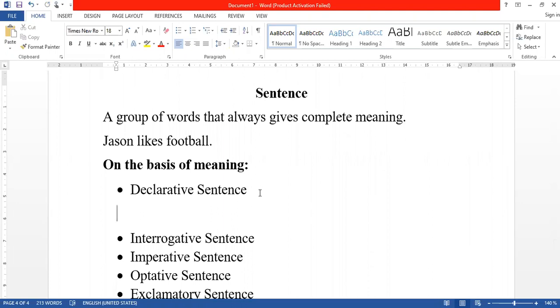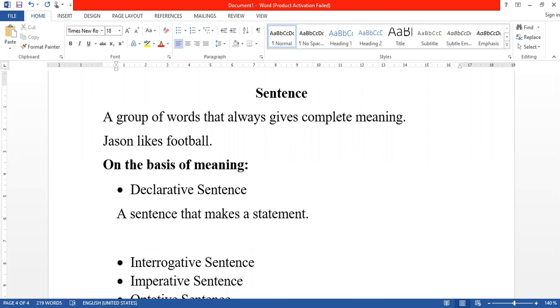Okay. A declarative sentence is a sentence that makes a statement. Next topic. Explain, sir. We would like to learn from you. Sure. A sentence that makes a statement.